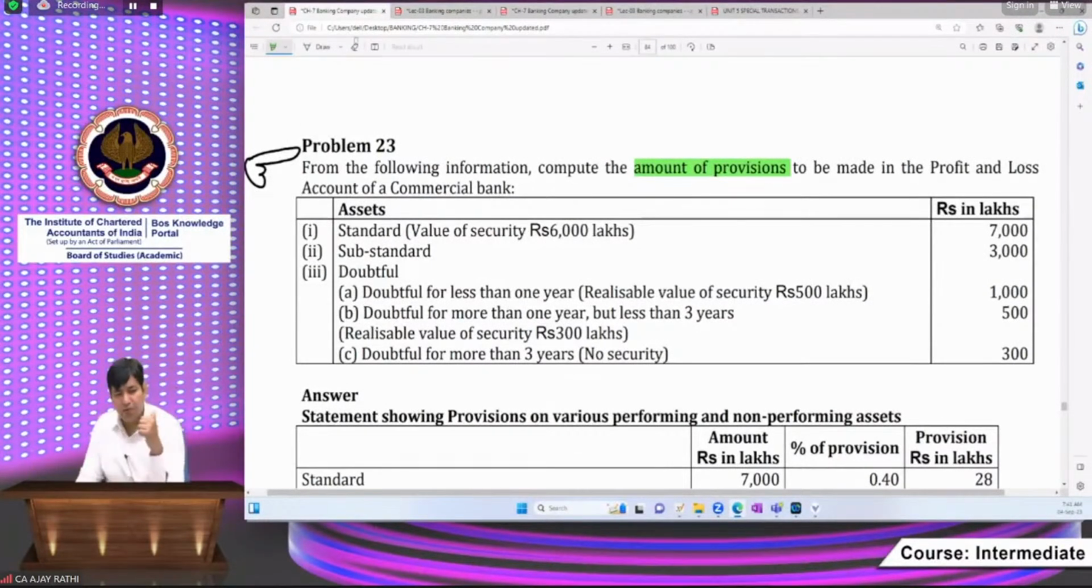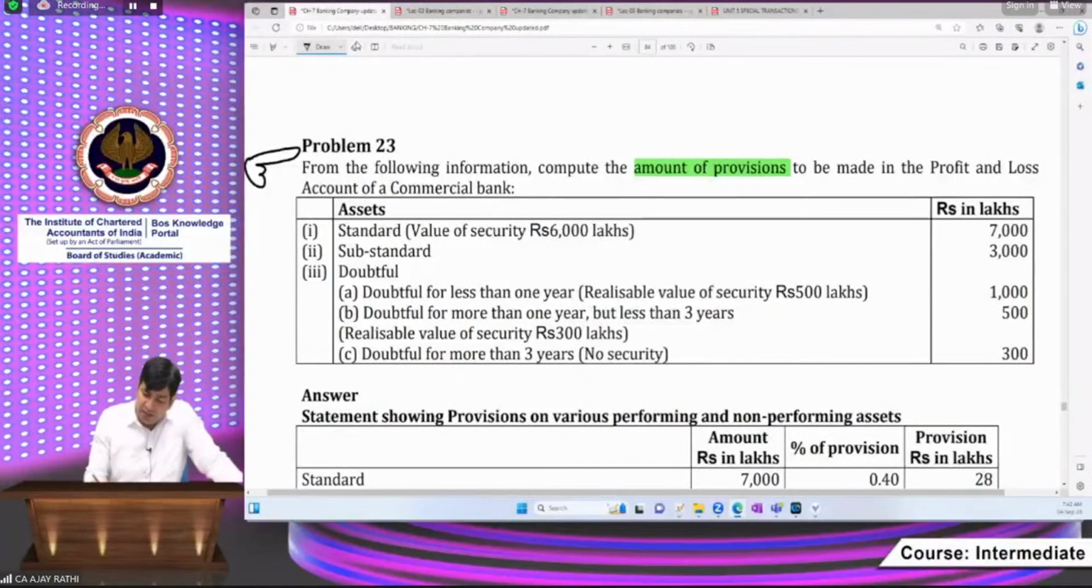Okay, beta. Kriti. Oh, I got it. Yes, sir, we can solve. Okay. Anyways, now see. So, Kriti, have you given there? Anyways, from the following information, compute the amount of provision to be made in the profit and loss account.